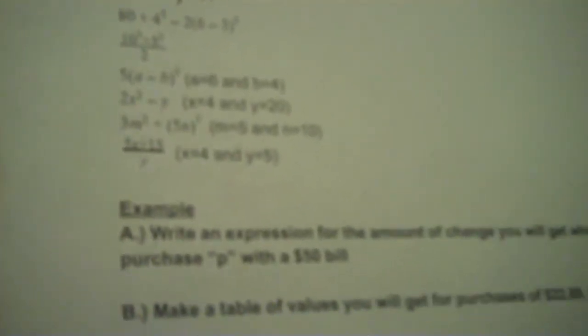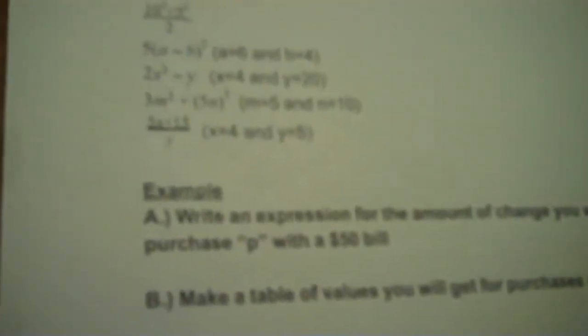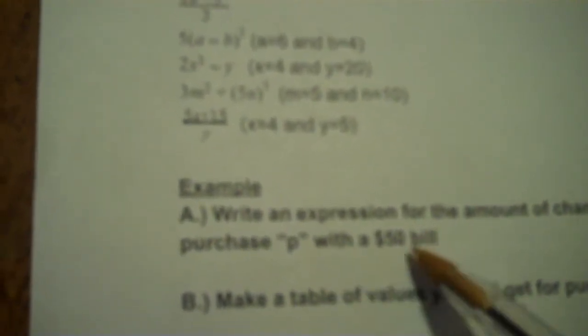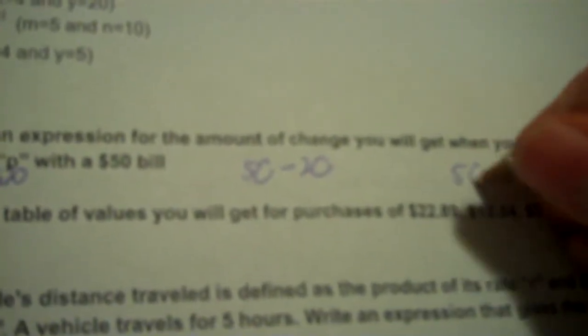Okay, next example, we have a part A and a part B. Write an expression for the amount of change you will get when you pay for a purchase P with a $50 bill. Now let's put a number in for P. Let's put $20. So if something costs $20 and I give them a $50 bill, we obviously figure out the change by taking 50 minus 20. Only it wasn't 20, it was P. So instead of having a 20 there, we're going to put P. So 50 minus P. And that's all you do for part A.